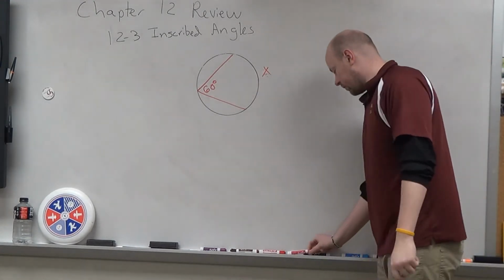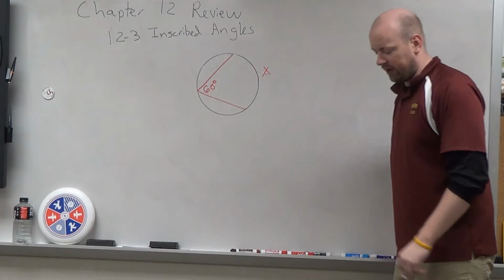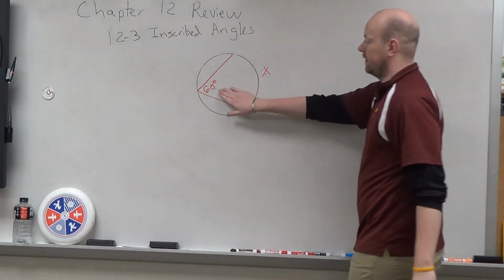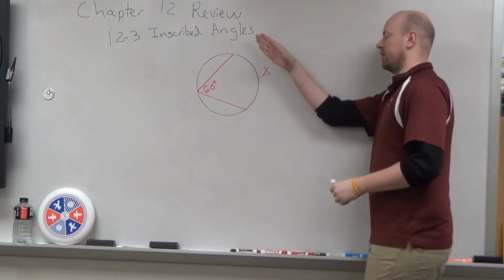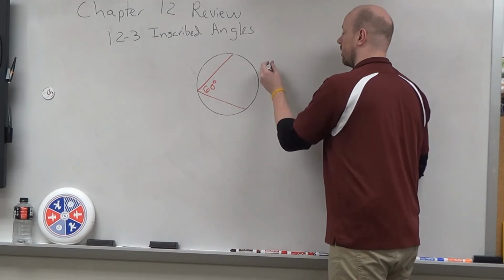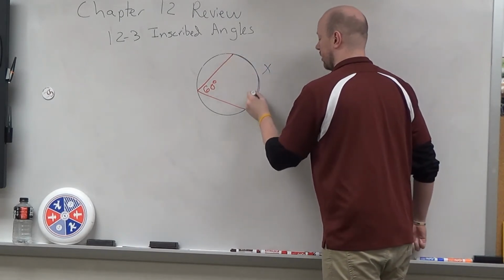Now we're going to get into the fancy algebra of it. Here we have an angle of 60 degrees, and then we have x, which represents our entire arc. I'm just going to switch to blue just so it's easier to see. x is my entire arc.